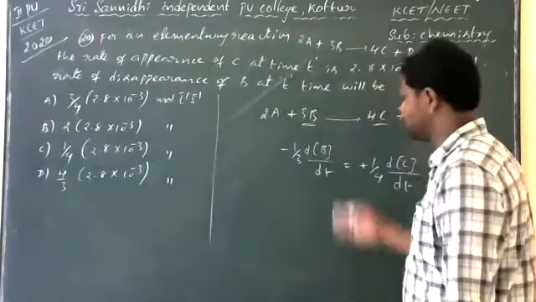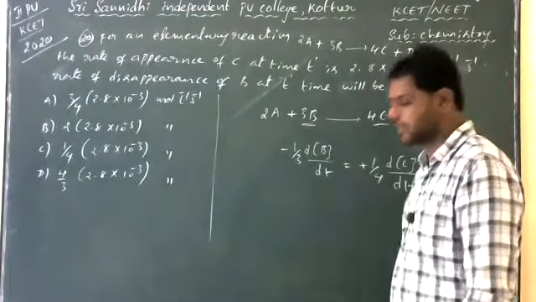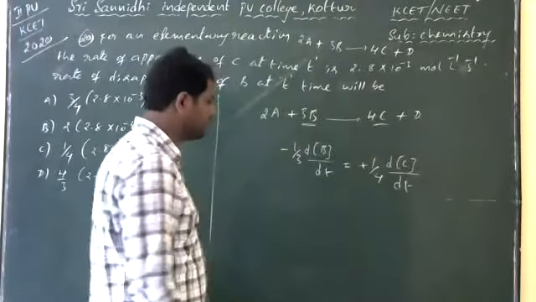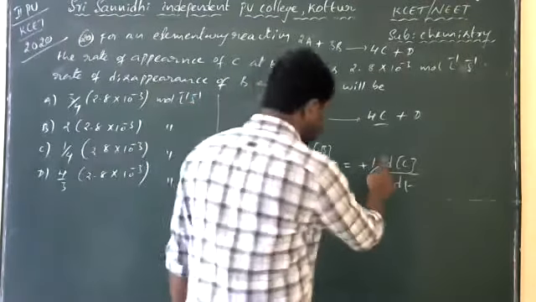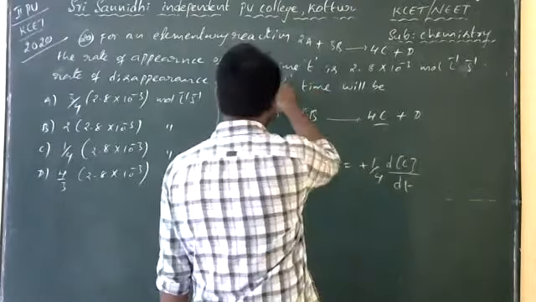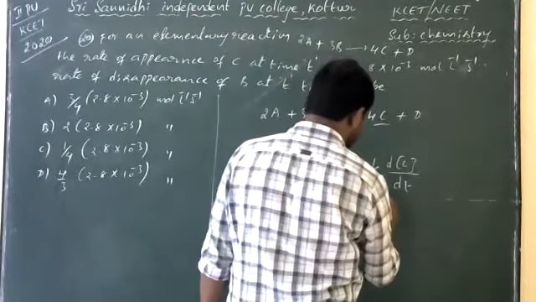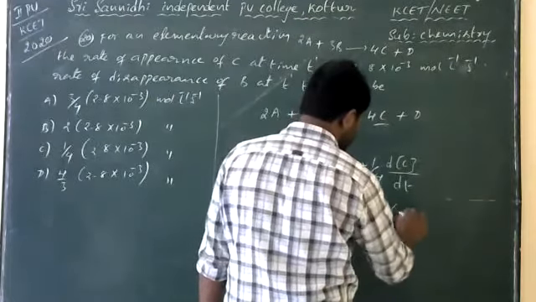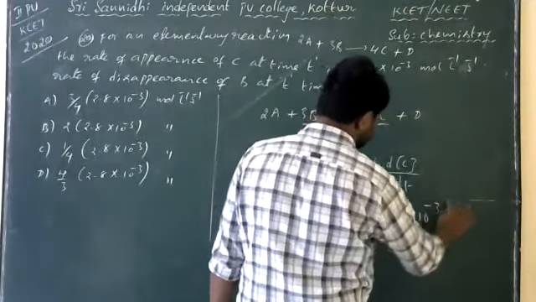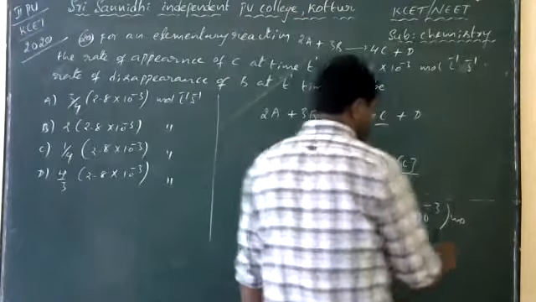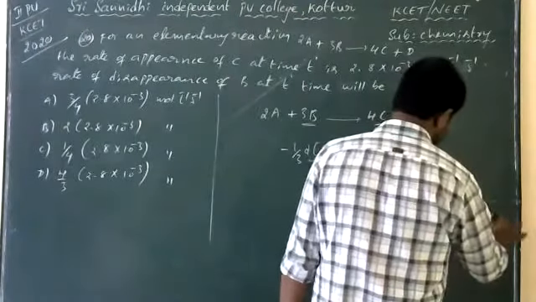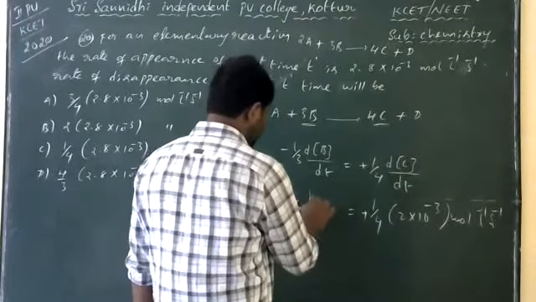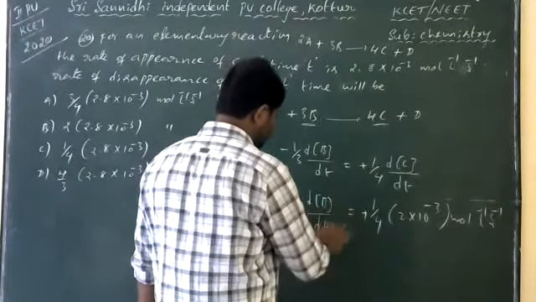We know how to express the rate of reaction for reactants and products, with respect to B and C. And what he asked here, just what we are given, is the rate of appearance of C, plus 1 by 4, which is equal to 2 into 10 power minus 3 mole per liter per second, right? This is also equal to minus 1 by 3 d concentration of B divided by dt, right?